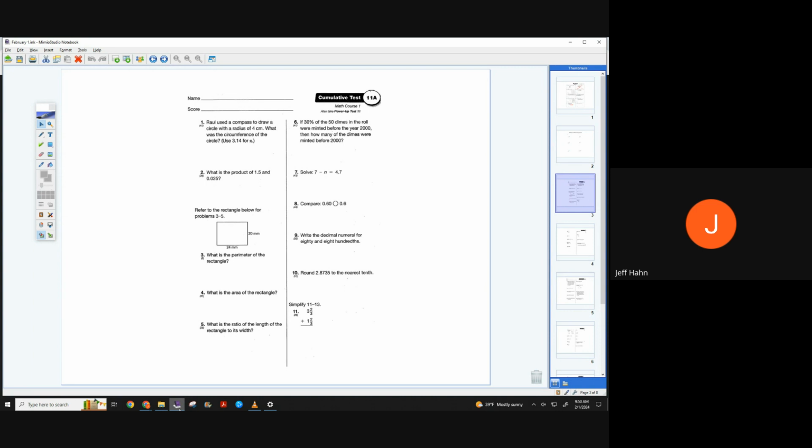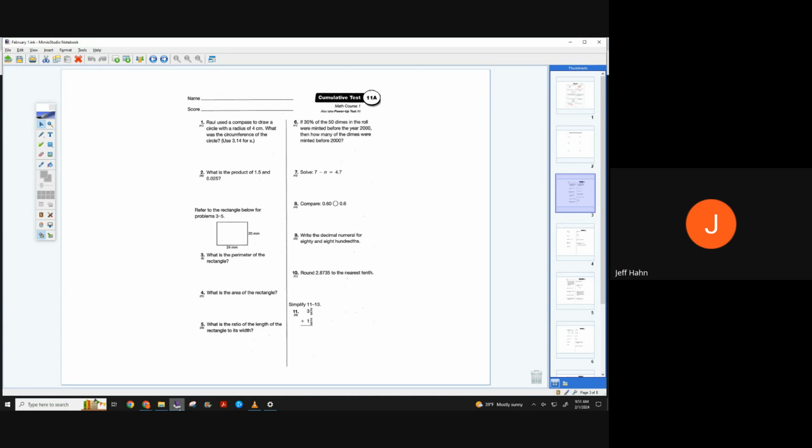10 is 2.9. 11 is 5 1/3. 12 is 1 2/3. 13 is 1/6. 14 is 2/3. 15 is 0.0375.